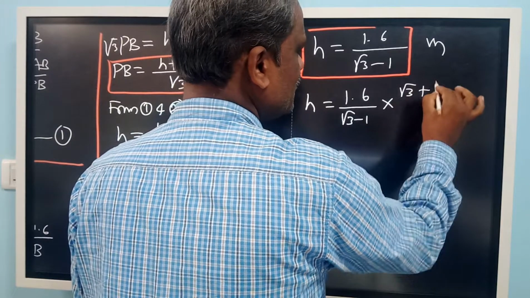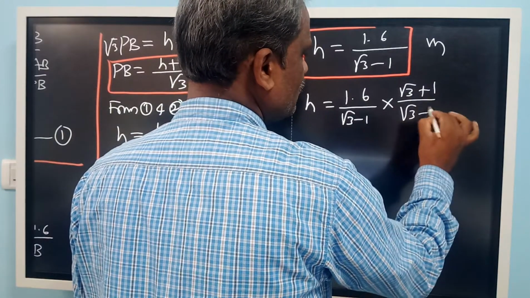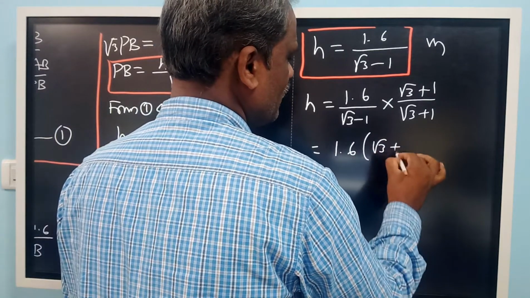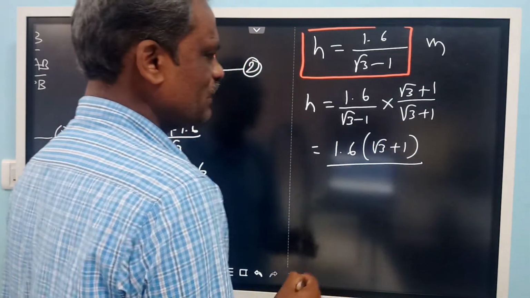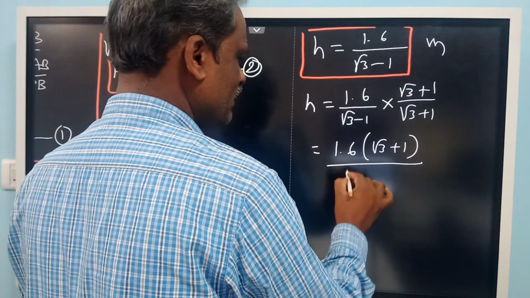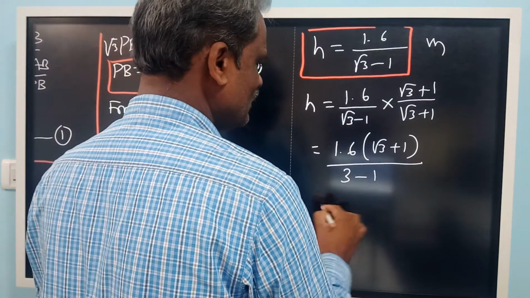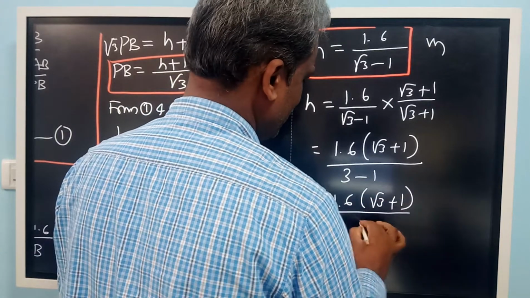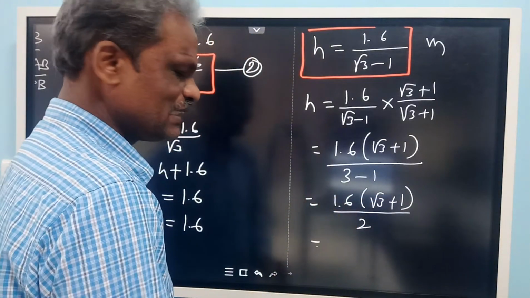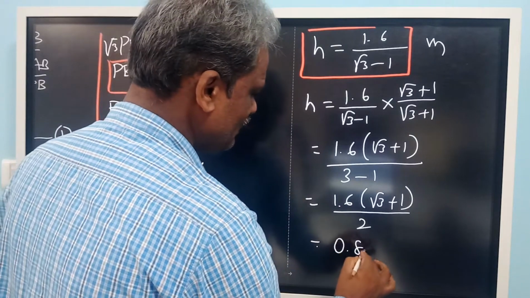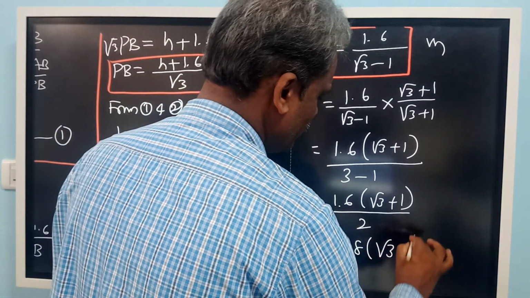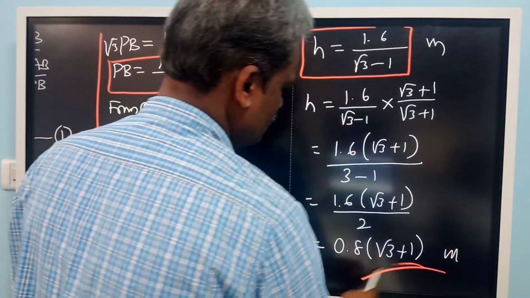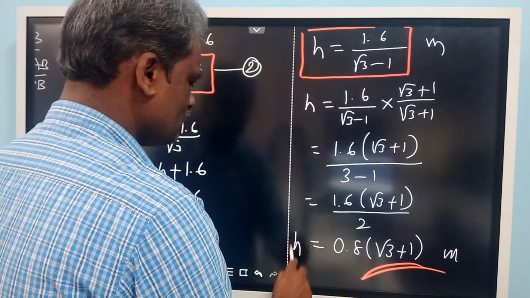H is equal to 1.6 divided by (root 3 minus 1). Rationalization: multiply by the opposite, root 3 plus 1, in numerator and denominator. So that gives you 1.6 into (root 3 plus 1). A minus b into a plus b is a square minus b square, so root 3 square is 3, minus 1. That gives 1.6 into (root 3 plus 1) divided by 2. Dividing 1.6 by 2 gives 0.8 into (root 3 plus 1). So this is the height of the pedestal in meters. You can keep either this or this.